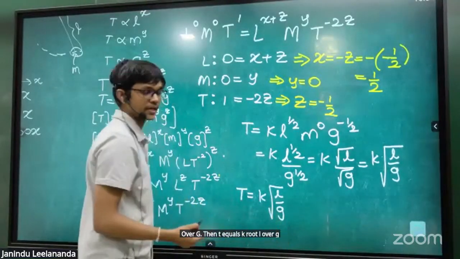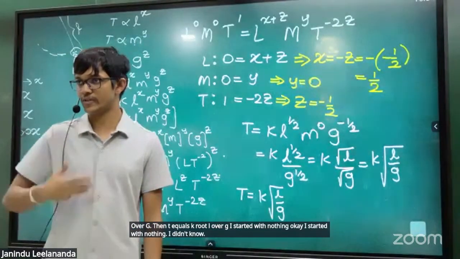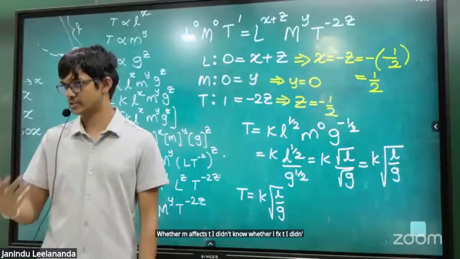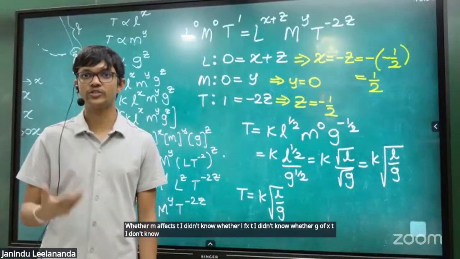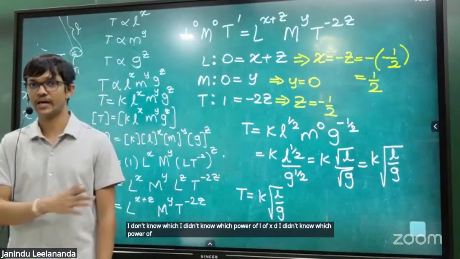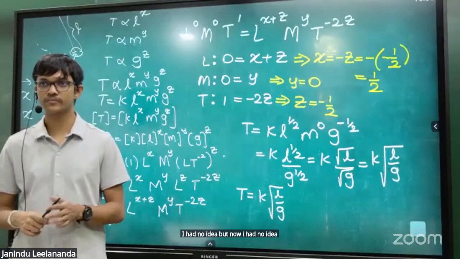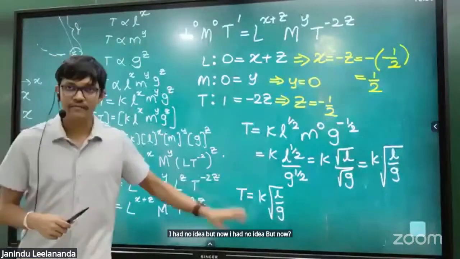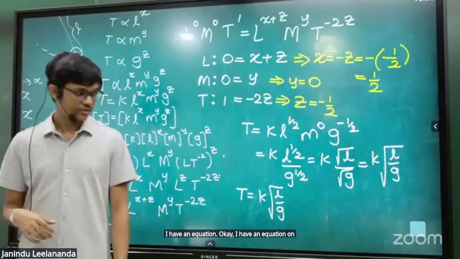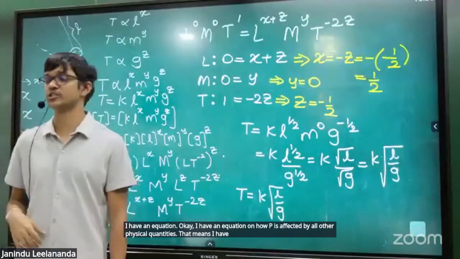I started with nothing. I didn't know whether M affects T, whether L affects T, whether G affects T. I didn't know which power of L or M T depends on. I had no idea, but now I have an equation on how T is affected by all other physical quantities. That means I have an exact equation for the periodic time.